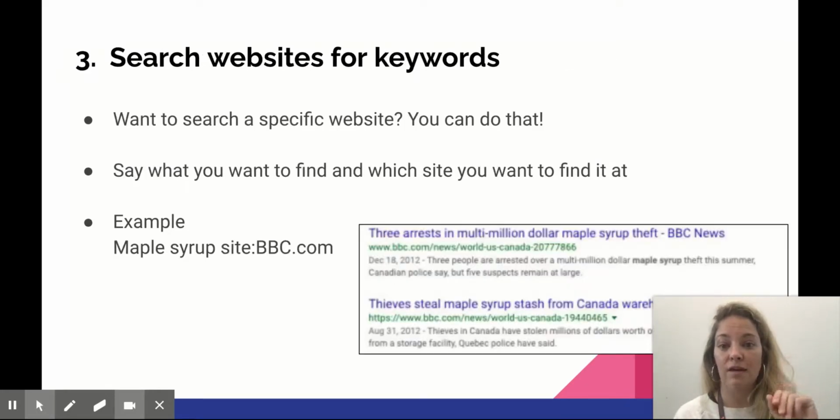The third one that I have is searching websites for keywords. For example, I wanted maple syrup from a certain site. I remembered that I had seen an article on BBC about a maple syrup heist, a theft of maple syrup. So I typed in maple syrup site:bbc.com, and it'll search only bbc.com for articles that have to do with maple syrup. This is a very Canadian presentation, just so you know.